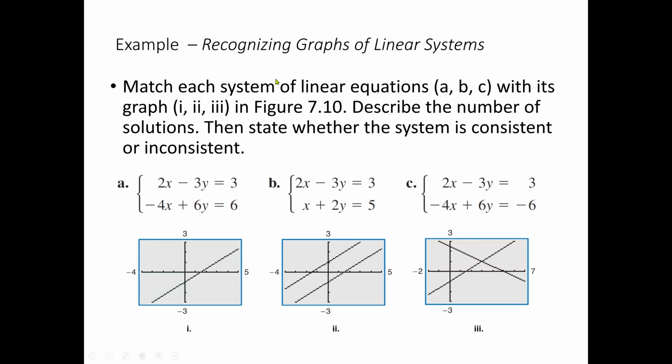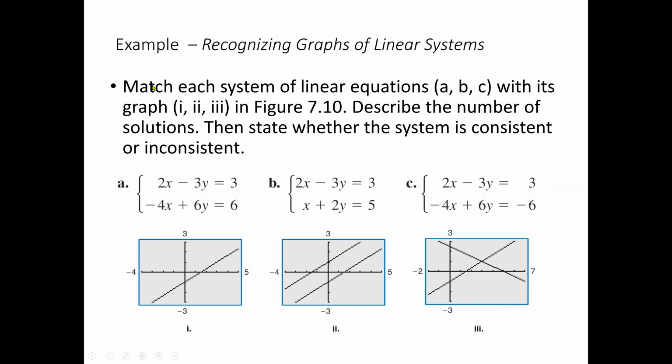So this example is given to us to recognize the graph of a linear equation. Let's say we have a first equation here, A, which is 2x minus 3y equals 3, minus 4x plus 6y equals 6. We have B and C. We want to know which of these three equations represent those three possible solutions.